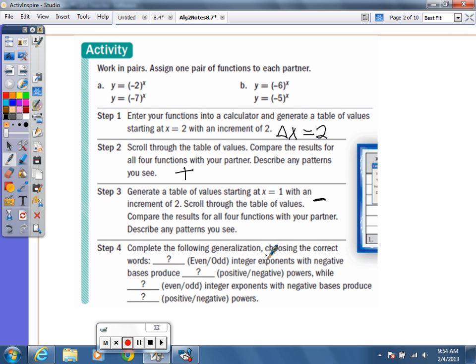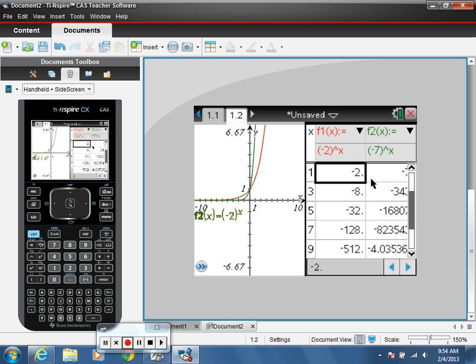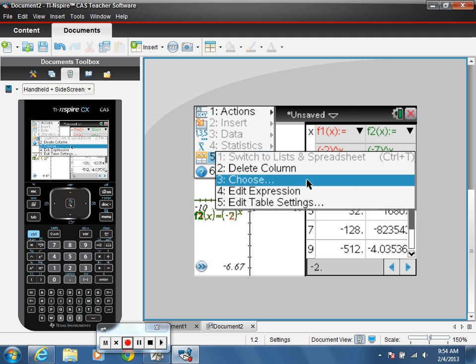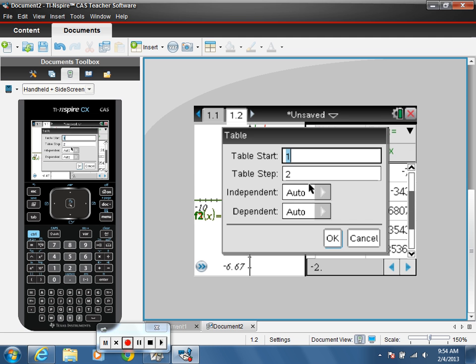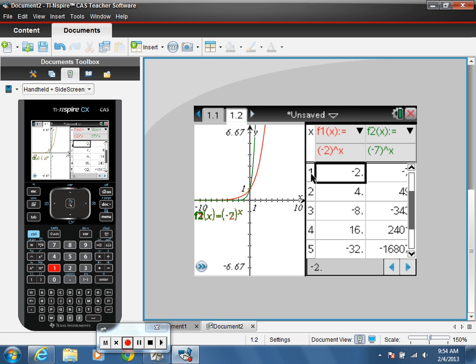Complete the following generalization, choosing the correct words. Even integer exponents with negative bases gave us positive powers, while odd integer exponents with negative bases gave us negative. This should make perfect sense to you. We have looked at geometric sequences this year, and if I would have just gone by ones, which I don't know why they really wanted you to go this way, let's just go by ones.